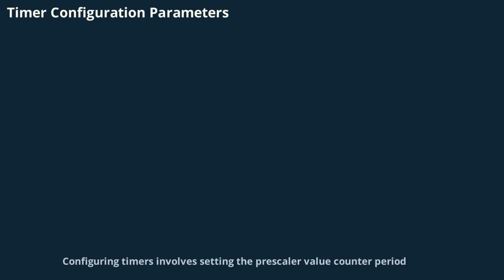Configuring timers involves setting the prescaler value, counter period, count direction, and trigger sources. For example, in PWM motor control, you configure the timer for a specific frequency and duty cycle, then adjust the duty cycle to control motor speed. Proper timer configuration is crucial for achieving accurate timing and reliable operation in your firmware applications.